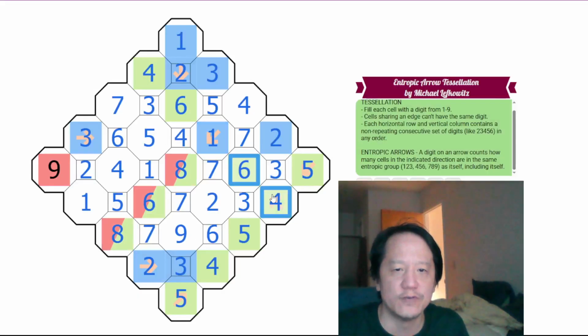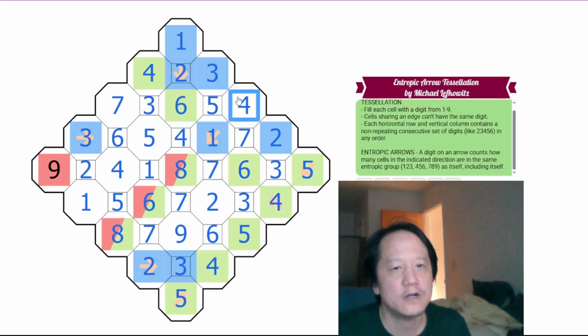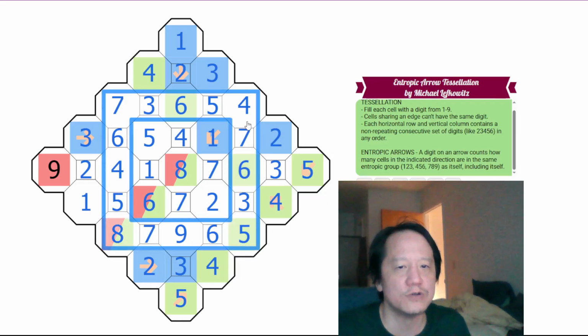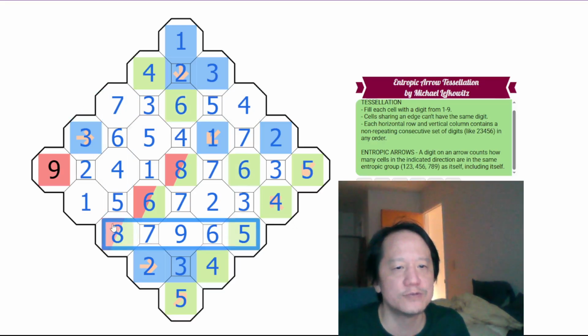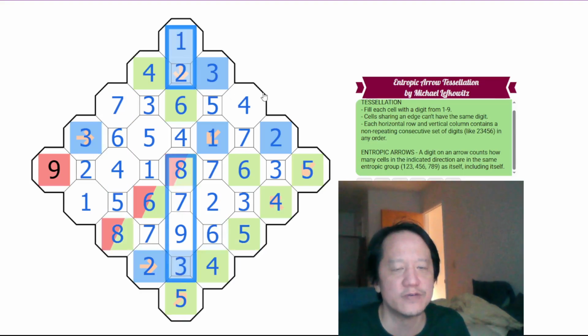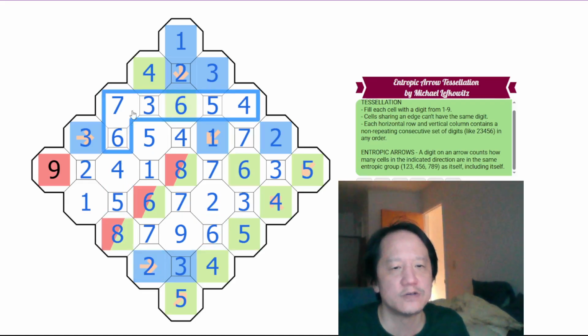Yeah, fairly straightforward on these entropic arrows. And if you've done some tessellations before, there are certain restrictions you have in certain places. Like, for example, you'll always have a 5 in rows 3 through 7 and columns 3 through 7. So you always have to be able to place that somewhere. So that's always very helpful.